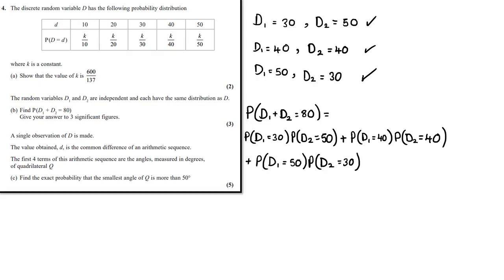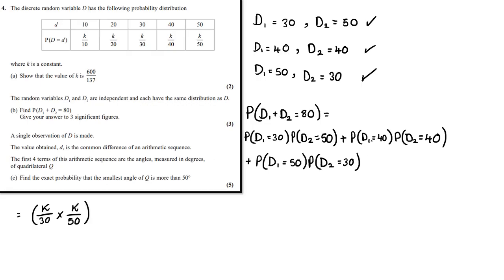So what I need to do now is work out these individual products. So I've got the probability of d1 equals 30 times the probability of d2 equals 50. So what's the probability that d1 equals 30? Well, that's going to be k over 30. And then we times that by the probability that d2 is equal to 50, which will be k over 50. So let's go to the bottom here. So the first one here, the probability that d1 equals 30 times the probability that d2 equals 50. Like we just said, that's going to be k over 30. So that's k over 30 times k over 50.